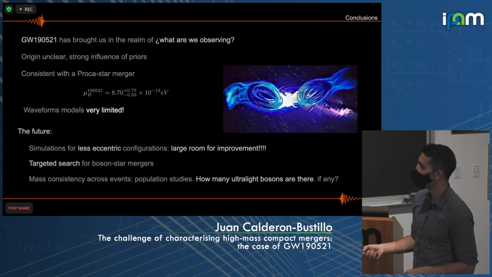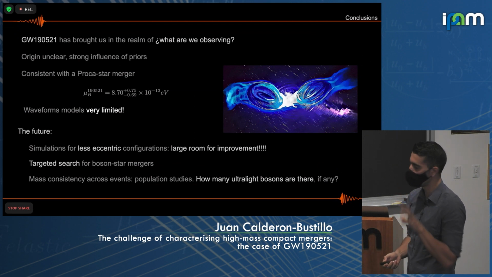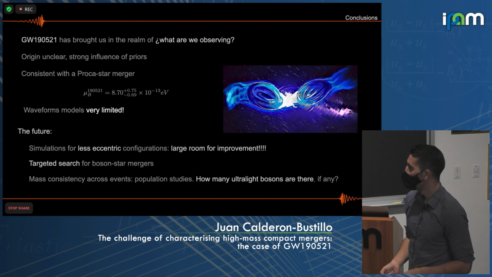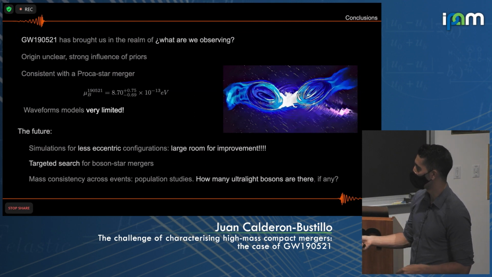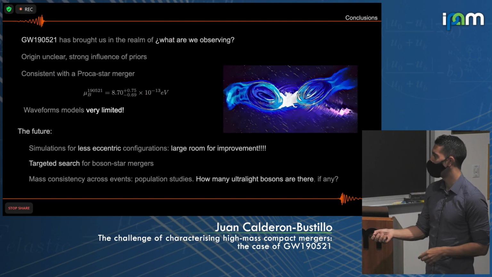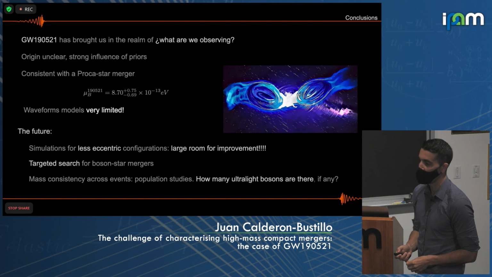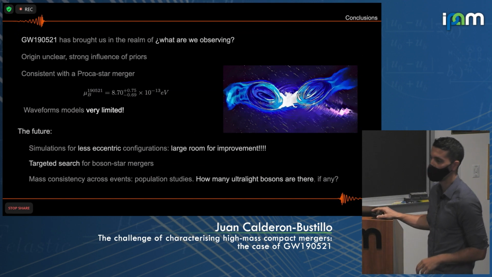So we may want to explore templated or targeted searches for this type of boson star merger, for which you can see the characteristic emission. And of course, if you're optimistic and you believe at some point you will have many events that are consistent with boson star mergers, then you can start to ask the question of how many ultralight bosons there are, if any. So I will end here, and if there are any questions, I'll be happy to take them.